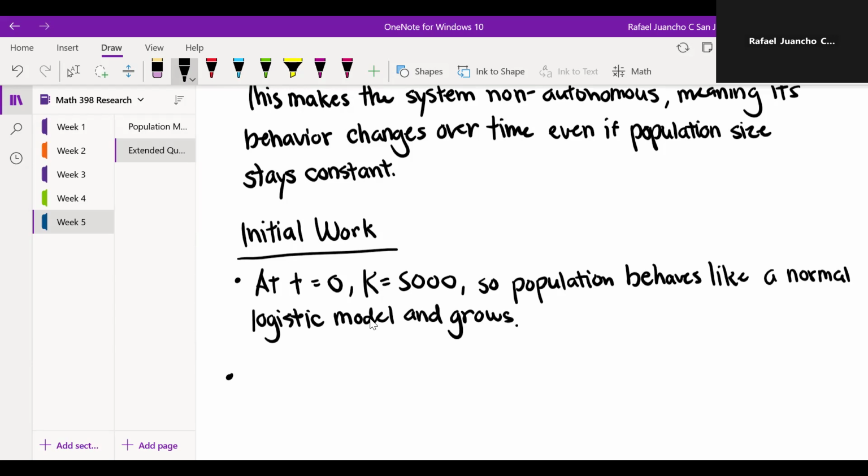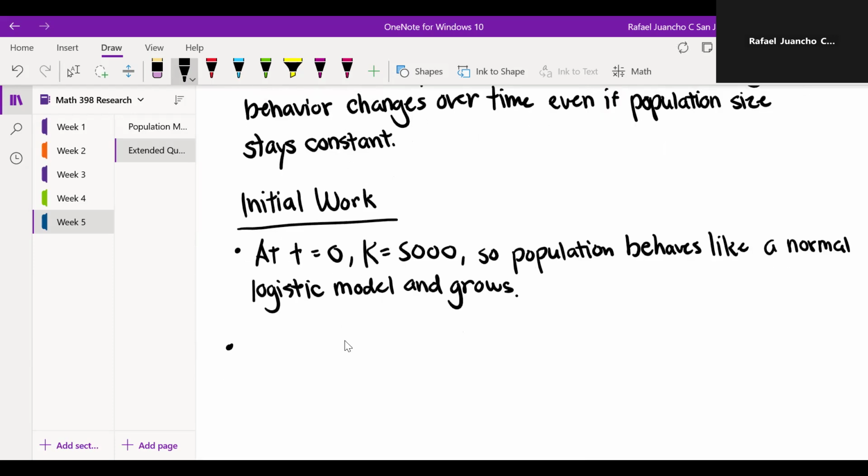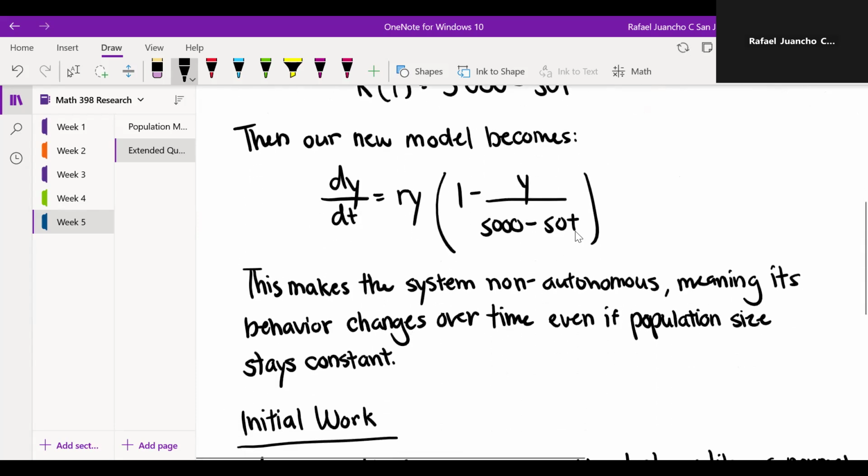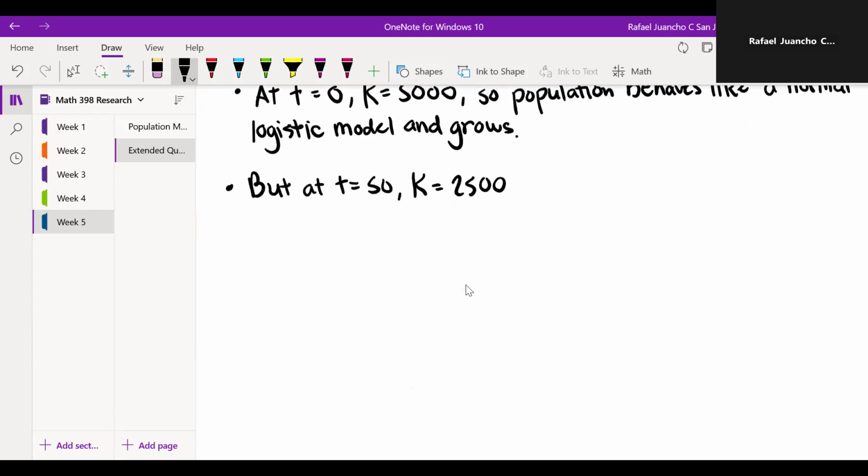Okay. However, once we reach a certain time, let's say at t equals 50, now my carrying capacity is 2,500, right? I just plug in t here, I get 2,500 as my k. And so, if the population hasn't slowed, it may exceed the new carrying capacity and start declining.